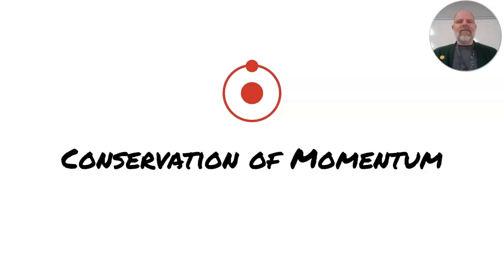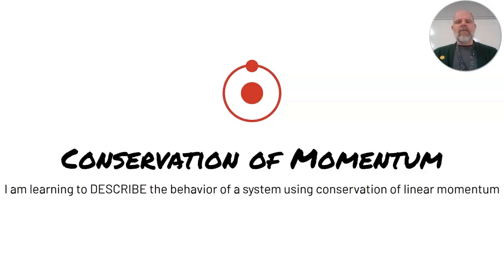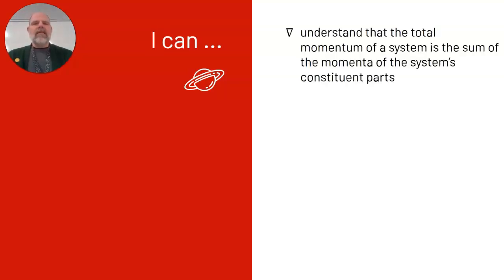This is a video lesson for conservation of momentum. The learning target for this lesson is, I am learning to describe the behavior of a system using conservation of linear momentum. The success criteria for this lesson are, I can understand that the total momentum of a system is the sum of the momenta of the system's constituent parts. So the total momentum is the momenta added together.